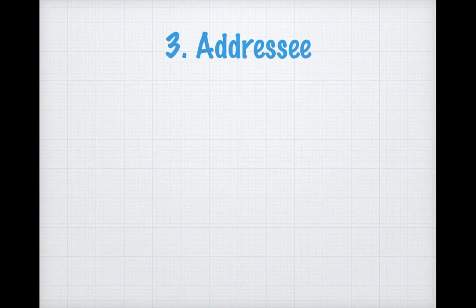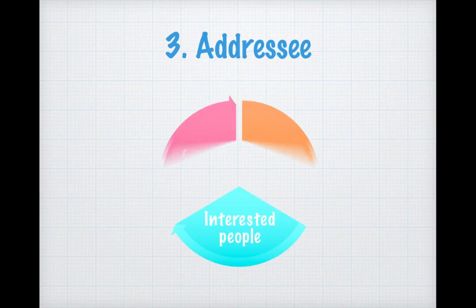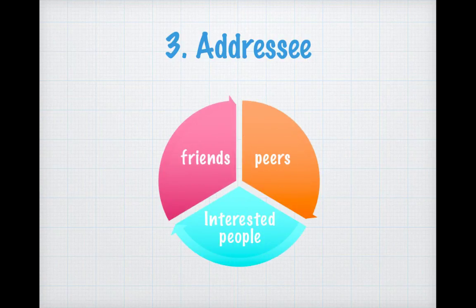Good, so who do we write a blog for? Who are the addressees? There are basically three target groups. So a blog can be written for friends. It can be written for peers, which are people our age, which are people of the same age as you. Or it can also be for people who are just interested in the topic that you're writing about. So it's that simple, three target groups.